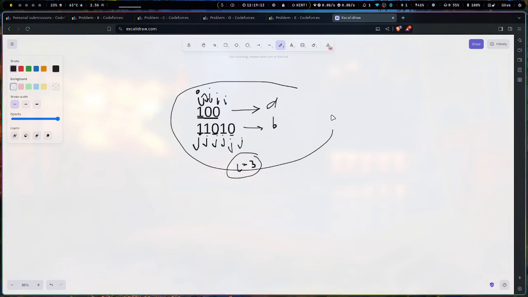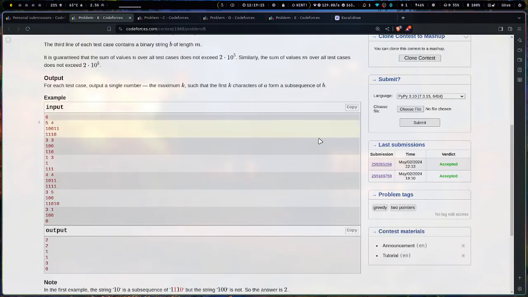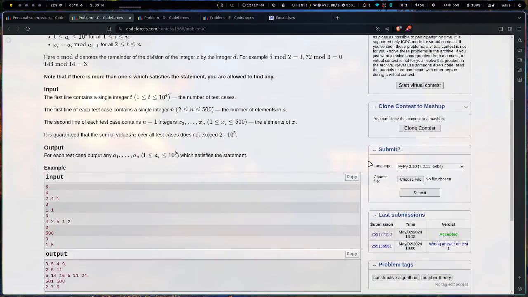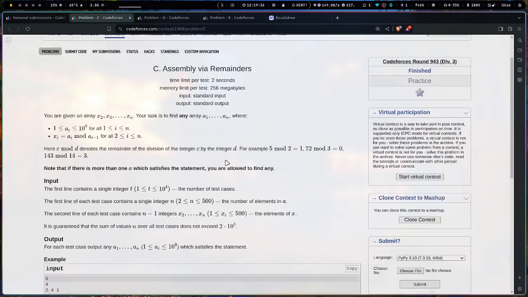So this is how the solution came. Now let us see the implementation. Very simple implementation. Taking the input, initializing two pointers with 0 0, running a for loop and a while loop, and if they both are matching, we increment I, and at the end we print I. So this is also matching.